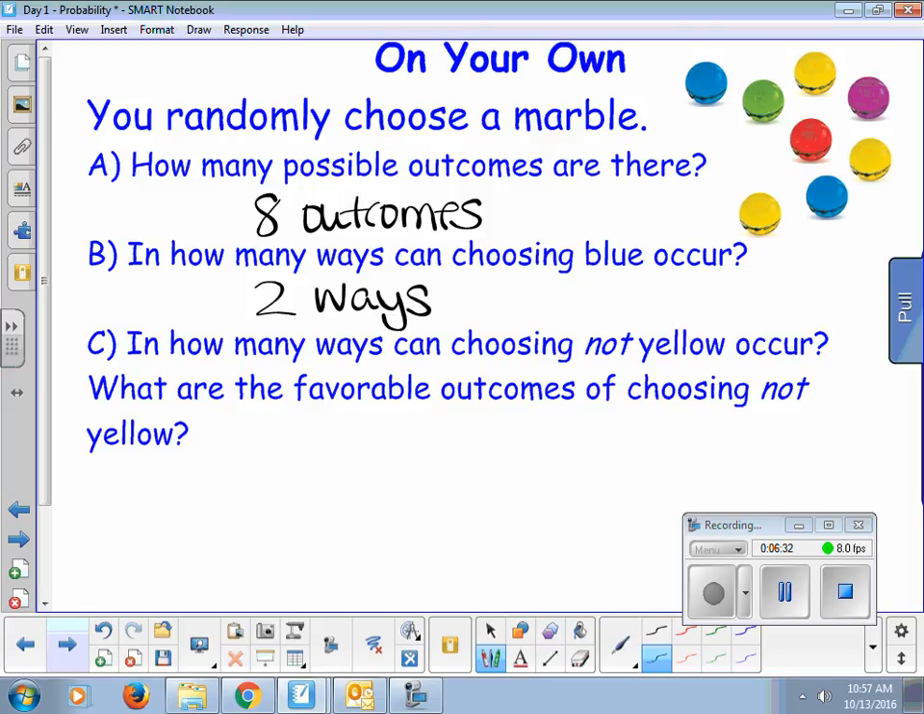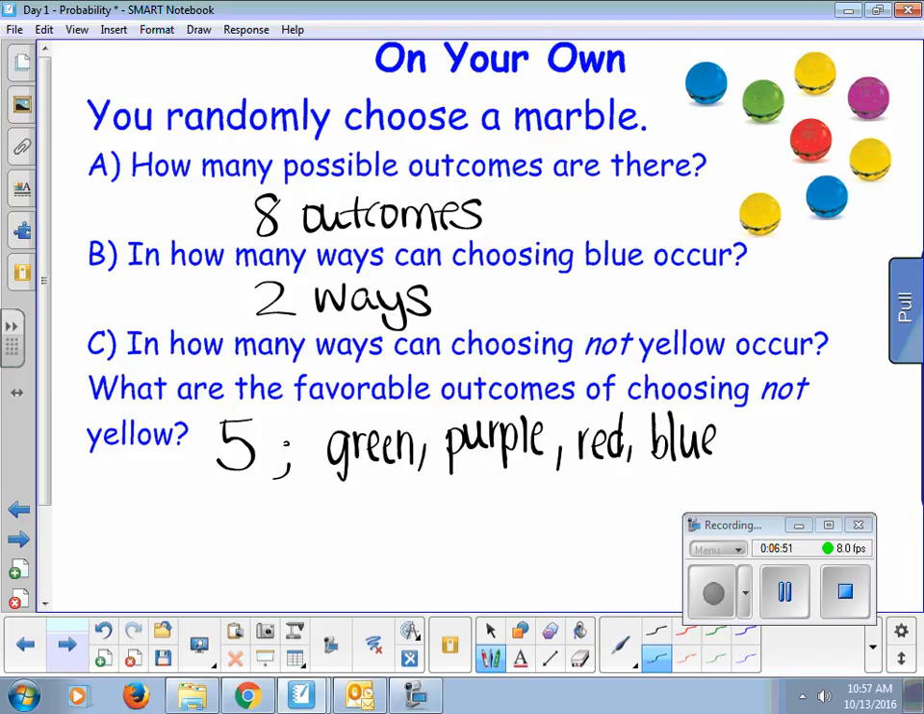In how many ways can choosing not yellow occur? 5. And what are those favorable ways? 2 green, 1 red, 1 blue, 1 purple, red, and then we have 2 blues. Okay, so when it says not yellow, you want all of the choices that are not yellow. If you see complement, that's another way to say not that. The complement of yellow would be not yellow.